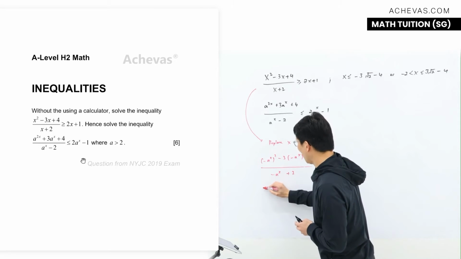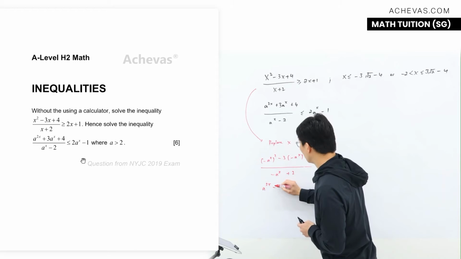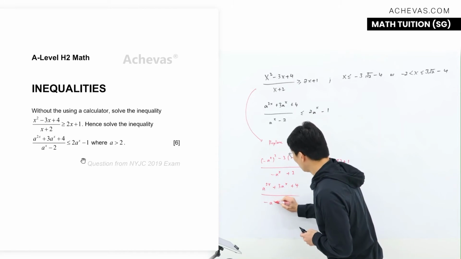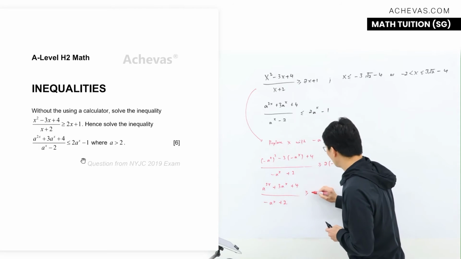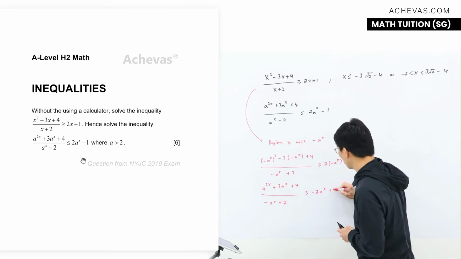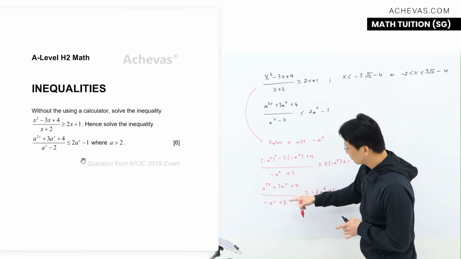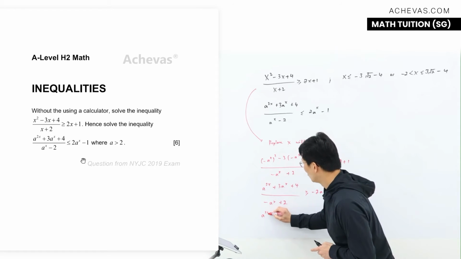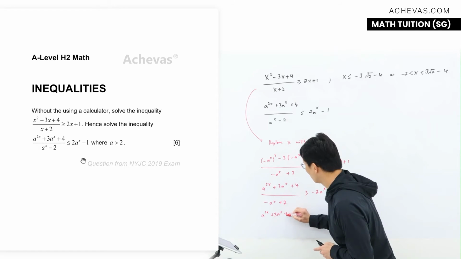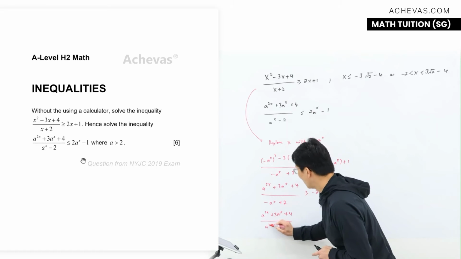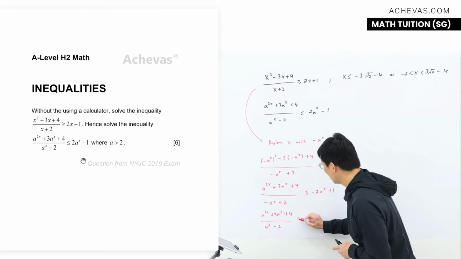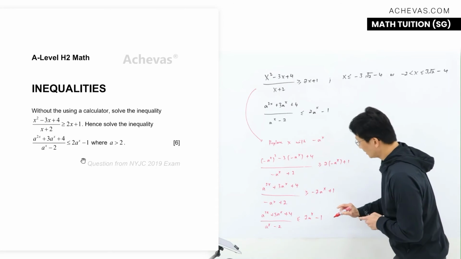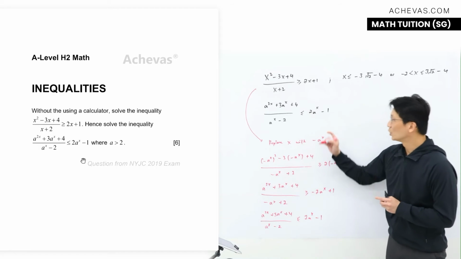Opening up this square, I'll get a to the power of 2x plus 3a to the power x plus 4 over minus a to the power x plus 2 greater or equal to minus 2a to the power x plus 1. Final step, just multiply the entire expression by a negative. I'll get a to the power x plus 3a to the power x plus 4 over a to the power x minus 2. Let's swap this sign, lesser or equal to 2a to the power x minus 1. And yep, this is what we are supposed to show.